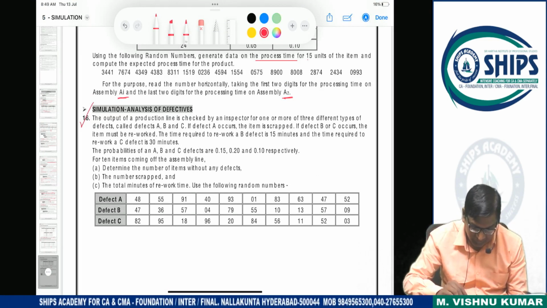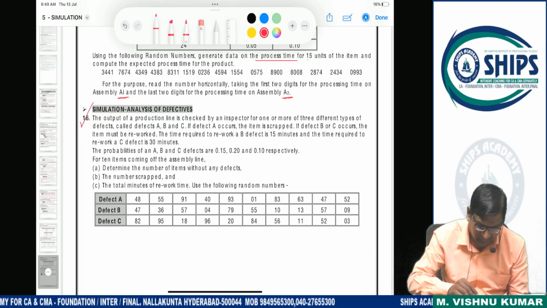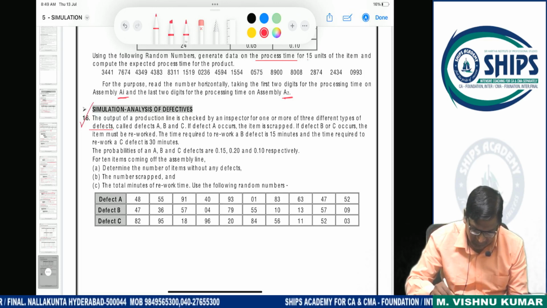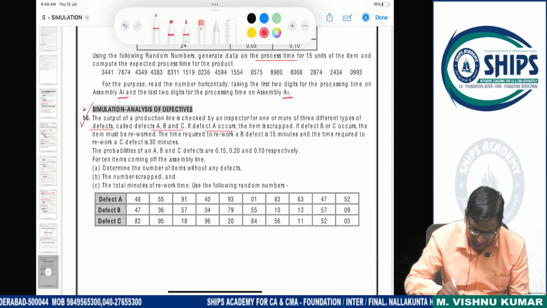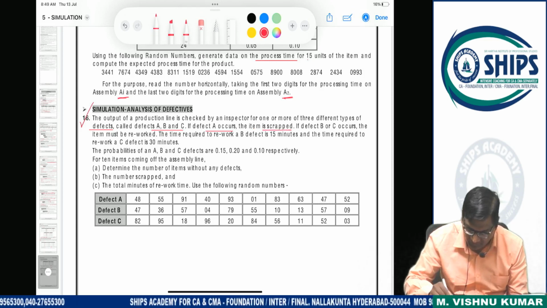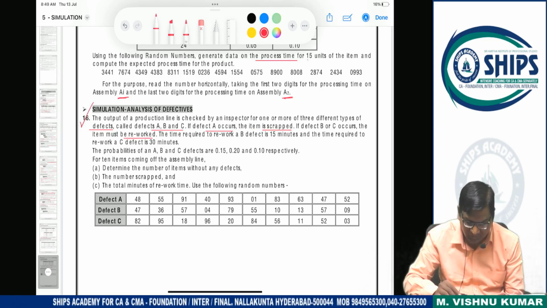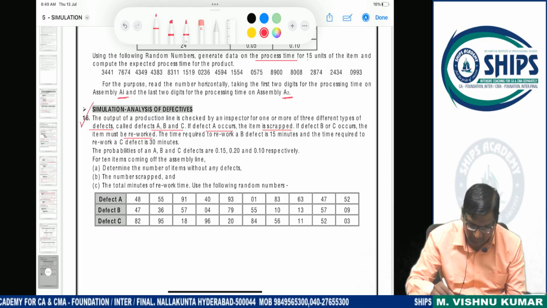The output of a production line is checked by an inspector for one or more of 3 different types of defects. So here there is a processing, and 3 types of defects are possible, called A, B, C. If defect A occurs, the item should be scrapped. If defect B or C occurs, the items must be reworked. So if A occurs, no rework, directly scrap. If B or C occurs, rework is required.